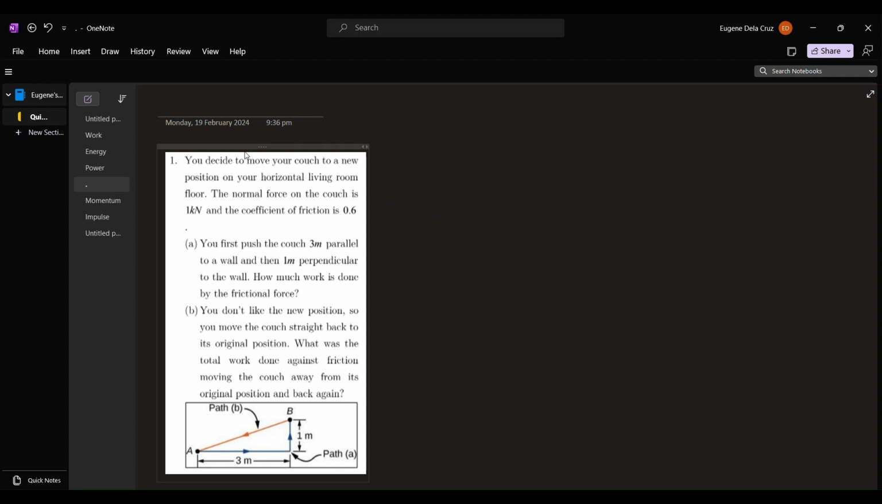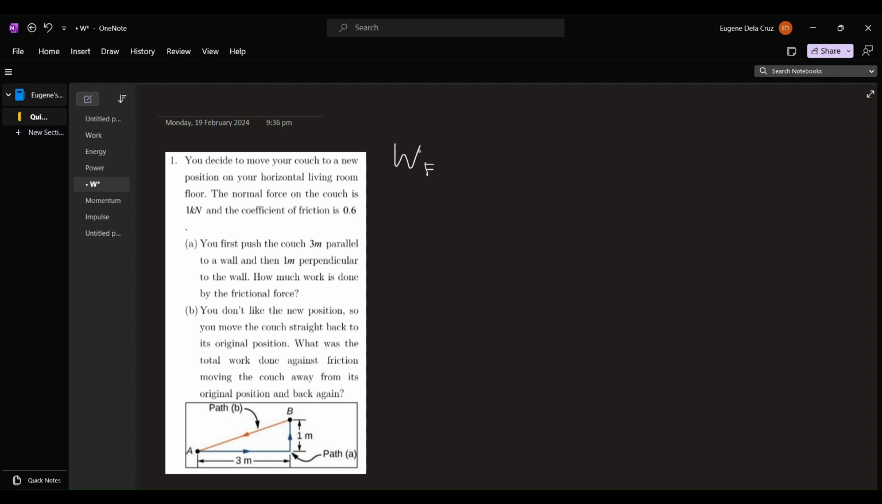So you decide to move your couch to a new position on your horizontal living room floor. The normal force on the couch is 1 kN and the coefficient of friction is 0.6. You first push the couch 3 meters parallel to a wall and then 1 meter perpendicular to the wall. How much work is done by the frictional force? So in this problem, we are looking for the work done by the frictional force.